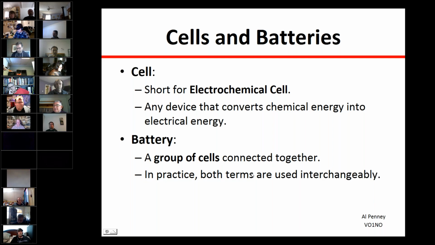Now in practice, both terms are used interchangeably. So if you're going to say, get a flashlight battery, I'm not going to give you a hard time because we all use that term. It's actually a flashlight cell, but everyone says battery.